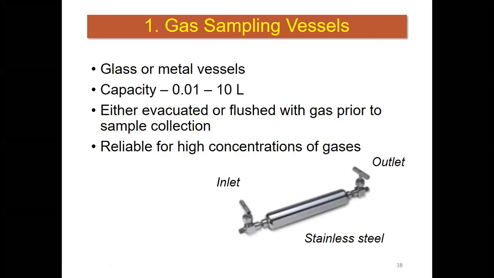If we have to analyze a really small amount of gas, it is really difficult to use this gas sampling vessel because it is reliable only for high concentrations of gases. You can see in this picture it has an inlet and an outlet. Normally when we do the sampling, we can connect some tube to this inlet, and then we collect from here to here. And this outlet can be used to remove the gas from the cylinder.